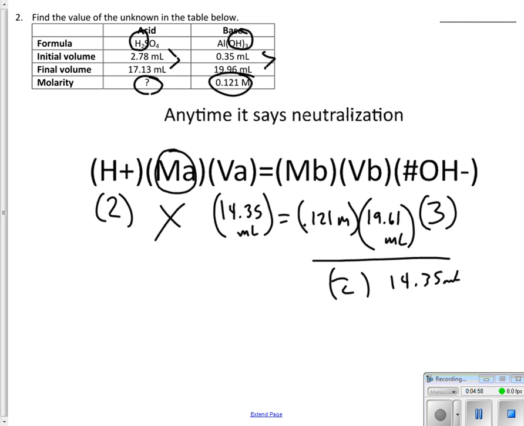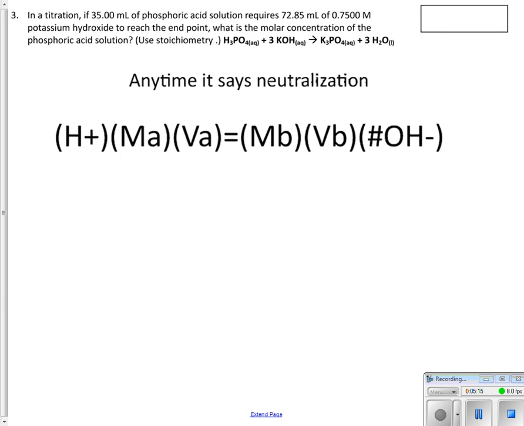As far as sig figs go, you got 3 sig figs there, so your answer should be in 3 sig figs because by subtraction it's the least number of decimal places. So ultimately your smallest number is going to be 3 sig figs. The number of H's and the number of OH's don't contribute to sig figs. Yet again, same thing. Anytime it says neutralization, you can use this. So it says to use stoichiometry, but really, if you just focus on the number of H's and the number of OH's and not the coefficient, it's a cleaner problem solving. Same thing I teach in AP.